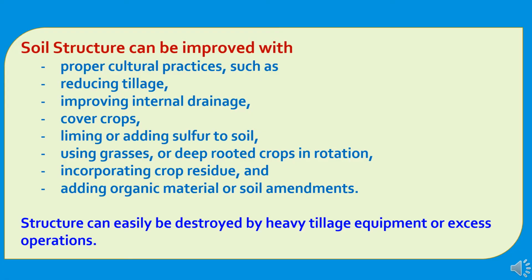Soil structure can be improved with proper cultural practices: reducing tillage, improving internal drainage, cultivating cover crops, liming or adding sulfur to the soil, using grasses or deep-rooted crops in rotation, incorporating crop residue, and adding organic material or soil amendments. A structure can easily be destroyed by heavy tillage equipment or excess operations.